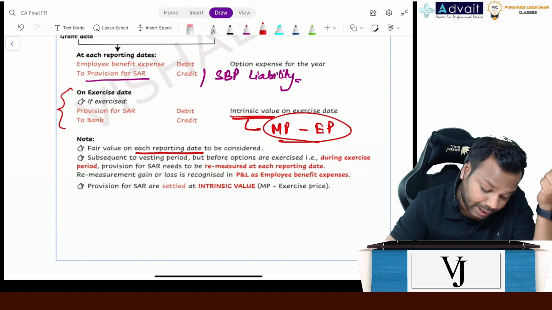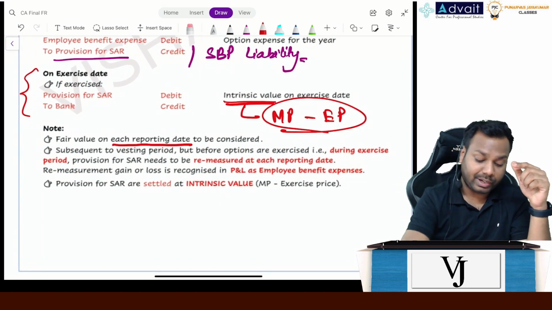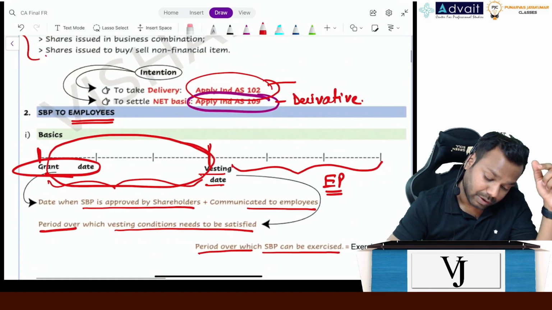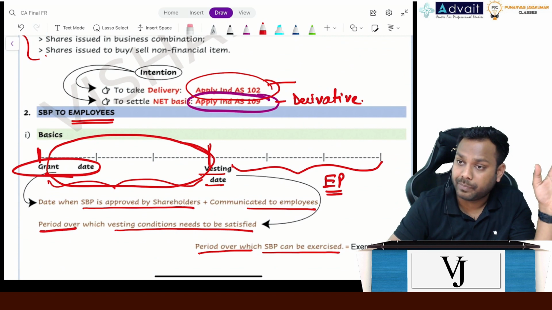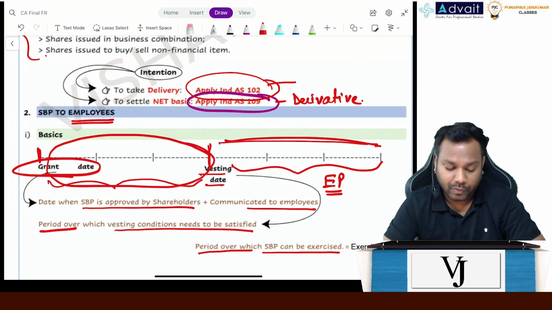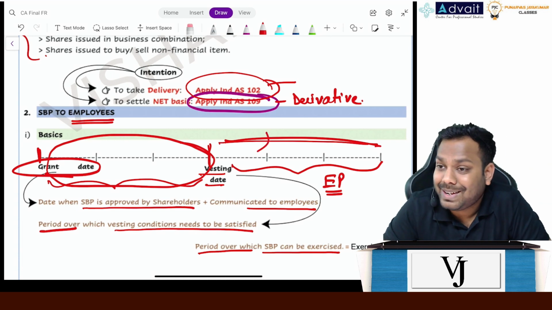Agree? Now, subsequent to the vesting period means the vesting period is over. See here, this chart. Vesting period is already over. Okay. Now you are in this phase. Few employees have exercised the options here, but few employees have not yet exercised the option.